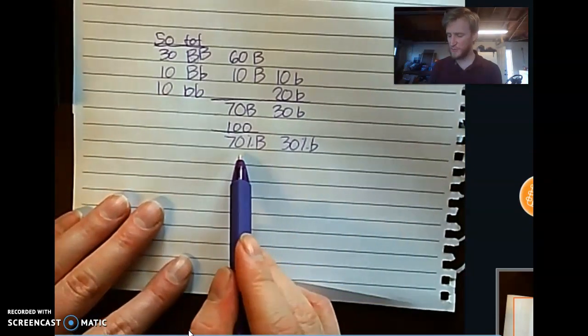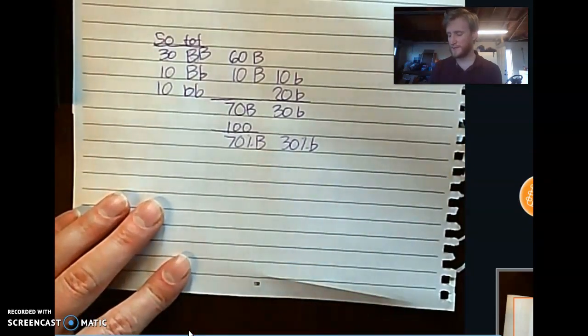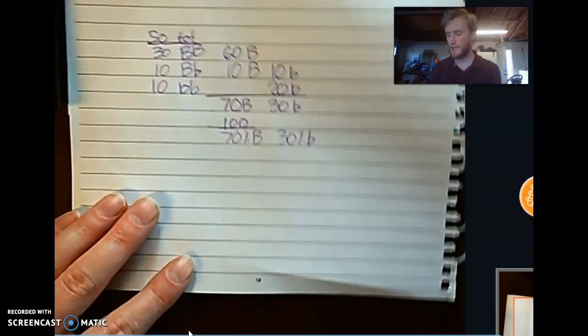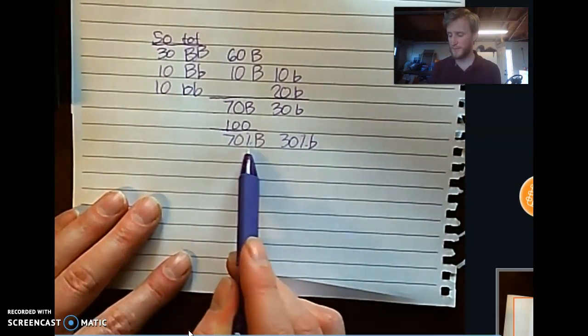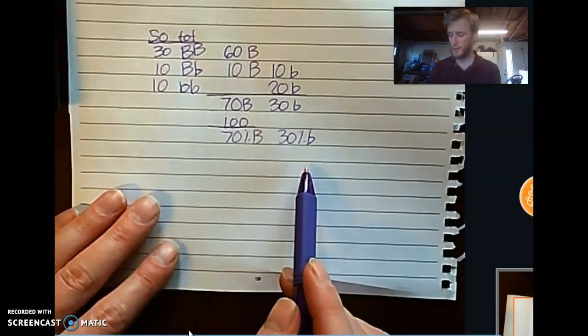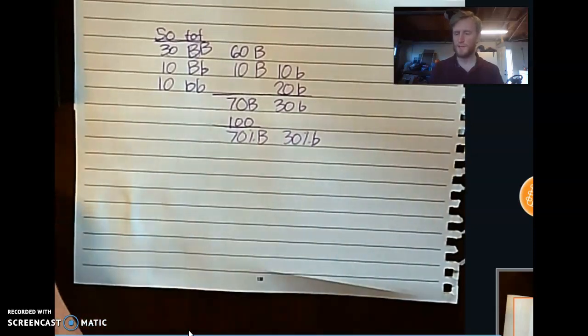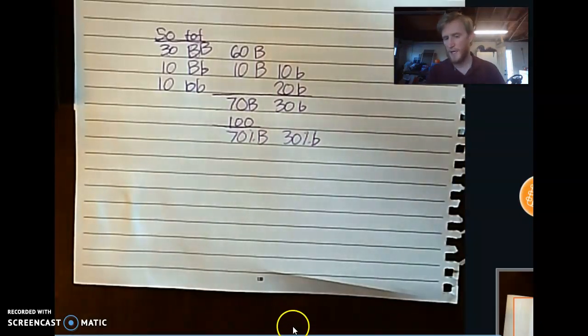Okay, so what does that tell us? It basically just means that if you were to take a random sample, or however you were to look at the gene pool, 70% of that gene pool would be big B and 30% would be little b. And we'll look at more as we go forward, some other uses of that when we're talking about populations and equilibrium. But just so you know, that was the answer, and that's how you get there.